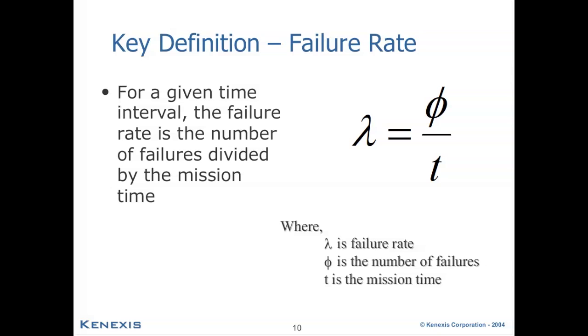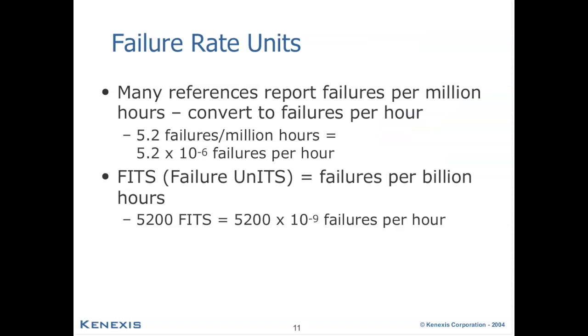To give you a definition of the failure rate, we'll take a look simply at the failure rate as being a measure of the number of failures over the mission time of the instrumentation. And as far as reporting the failure rate goes, we typically refer to this in terms of failures per hour. As you see in the example here, we have listed 5.2 failures per million hours, which we would then convert in scientific notation to 5.2 times 10 to the minus 6 failures per hour.